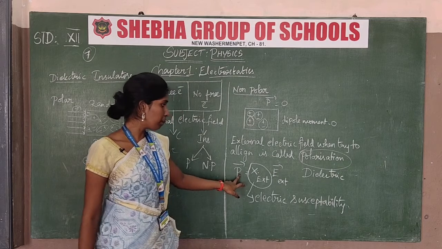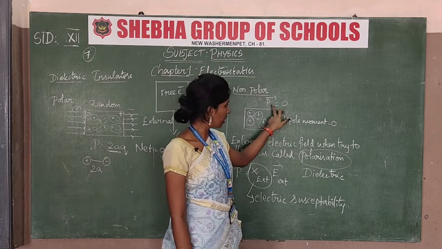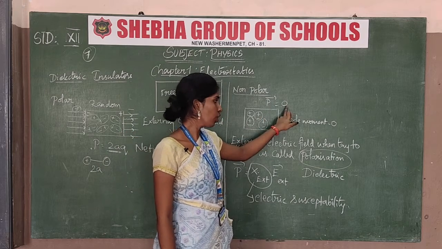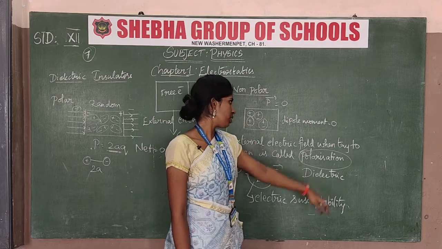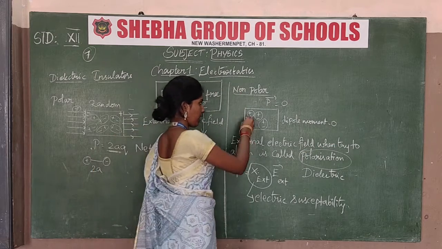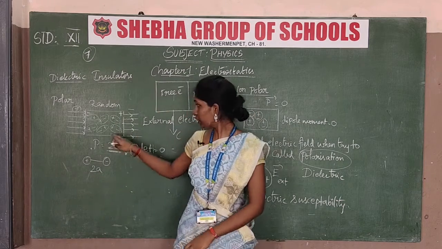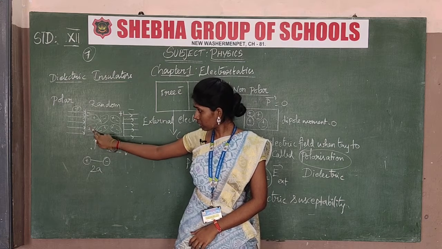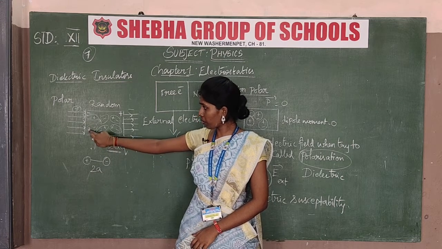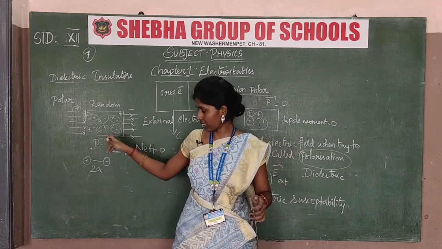Here we take it as a p vector. So in non-polar, what do we take? Here the electric potential is equal to 0, and the dipole moment is equal to 0. So here, the charges, the difference between these two objects, the distance gets separated. The positive and negative extend, they split and extend.